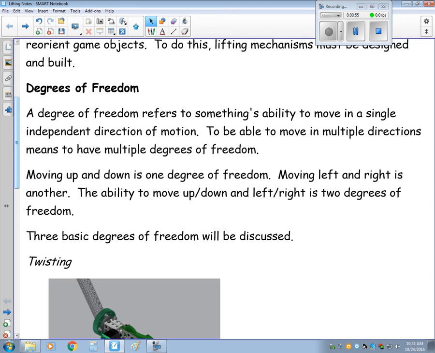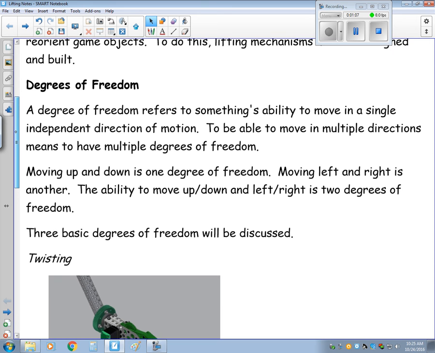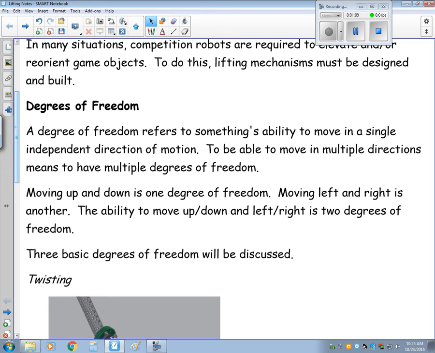So for example, moving up and down is 1 degree of freedom. Moving left and right is another. The ability to move up and down and left and right would be 2 degrees of freedom. All in all, there are 6 degrees of freedom. The way I like to think about it is a Cartesian coordinate system.